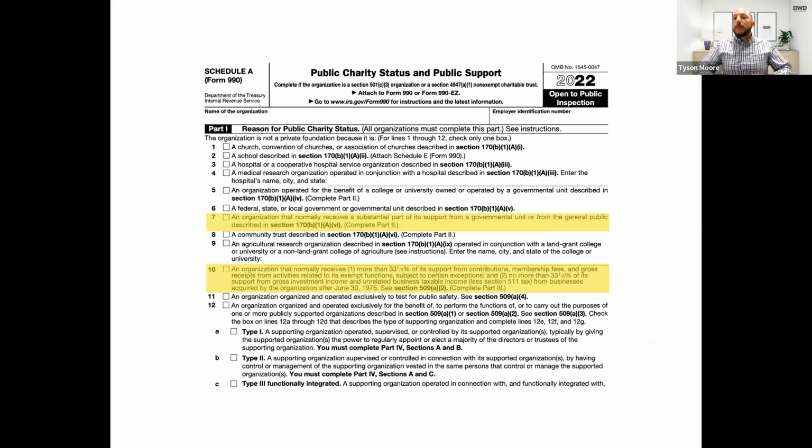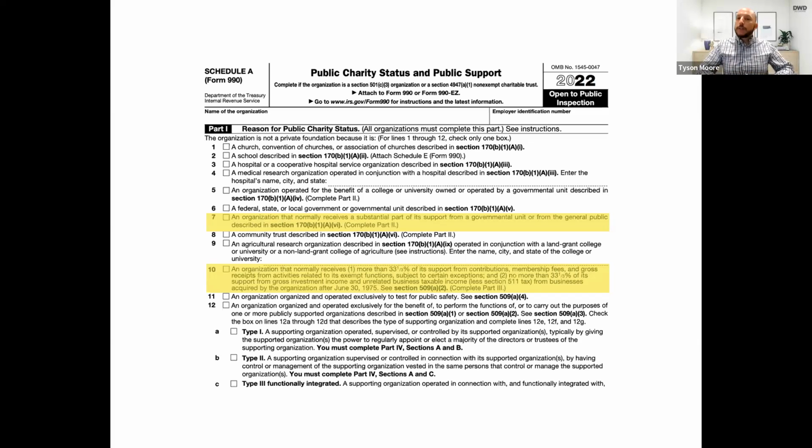Next, I'm going to talk about some of the more common supplemental schedules, starting with Schedule A, which most organizations are going to need to complete. The first page here asks why you're a public charity. So as a not-for-profit, you apply for tax exemption. You're either considered a public charity or a private foundation.